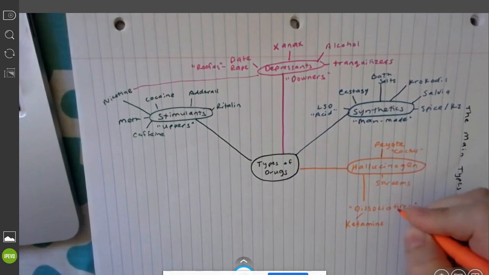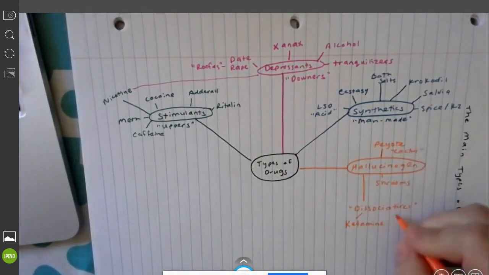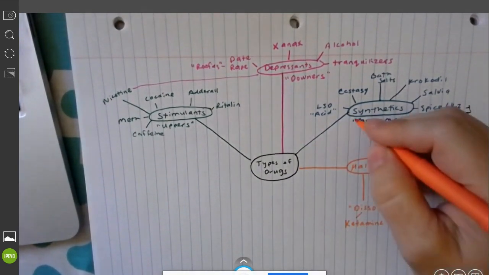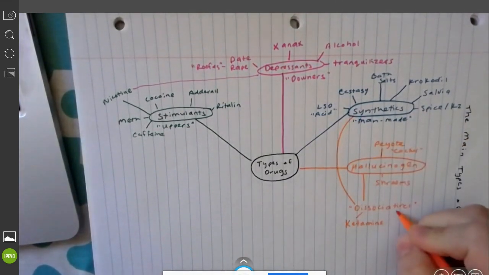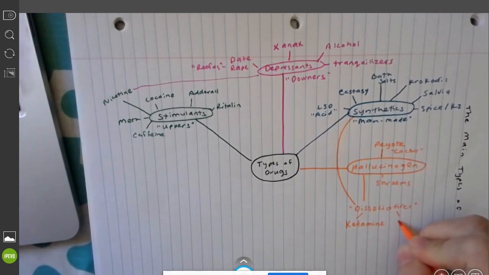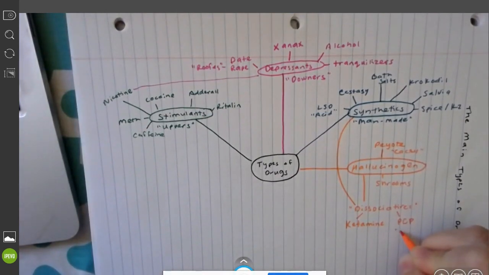LSD, acid, is a man-made version. This is also man-made as well, so I'll put this down here. Dissociatives are synthetic as well. One of the most dangerous drugs on the planet is PCP. This one can get you high by just touching it. This is going to be called angel dust.